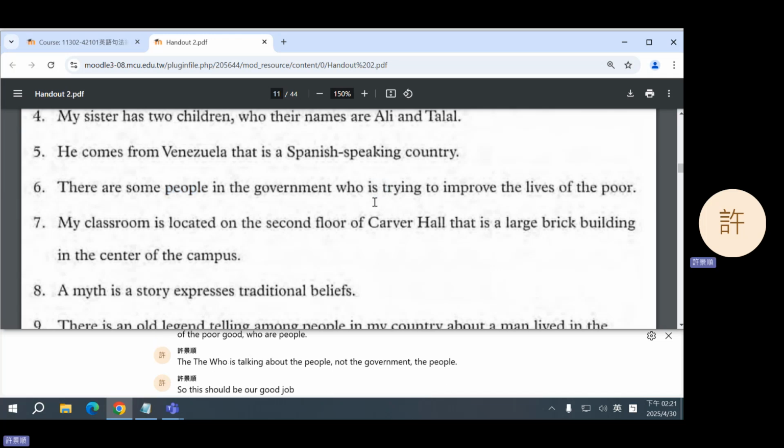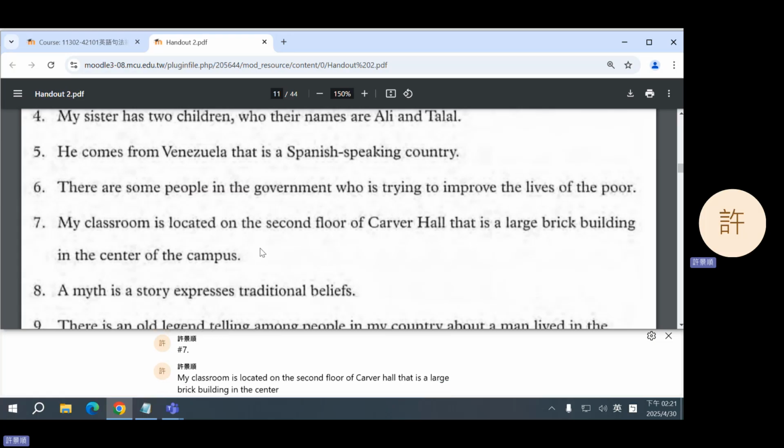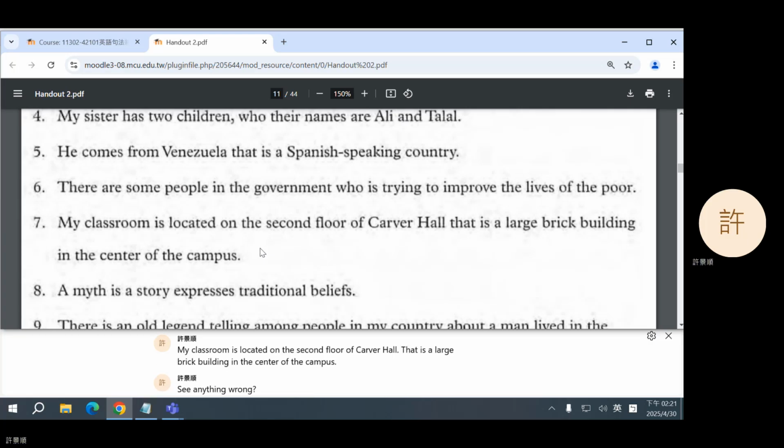Good job. Number 7. My classroom is located on the 2nd floor of Carver Hall. That is a large brick building in the center of the campus. See anything wrong? Is this part? Good. Carver Hall, comma, which is.